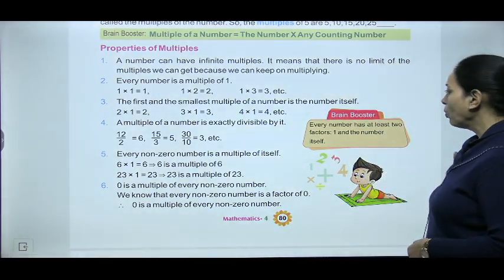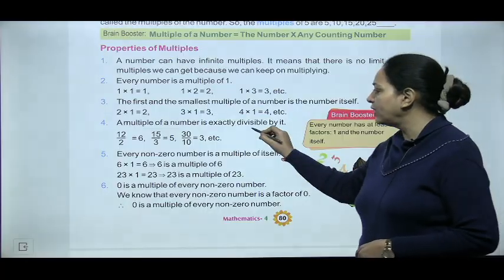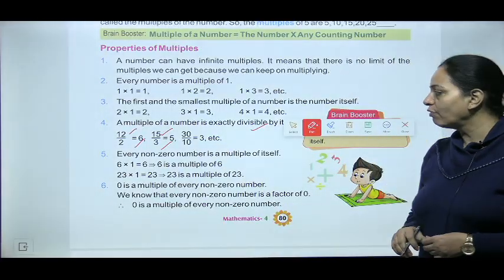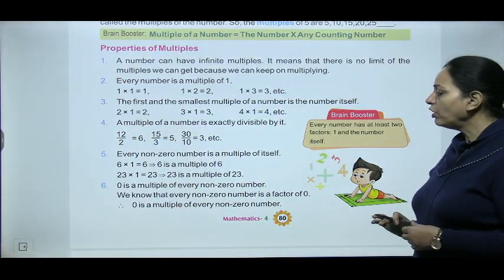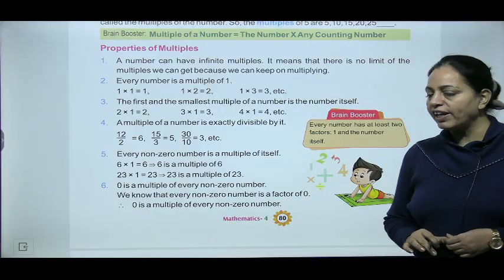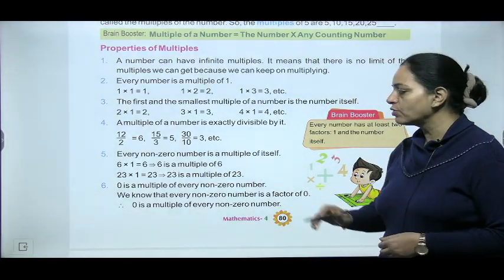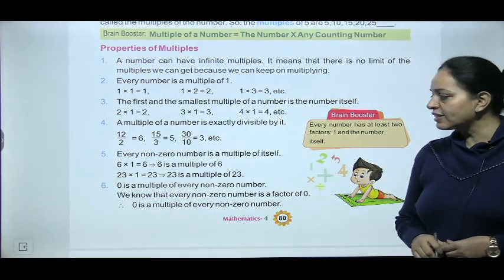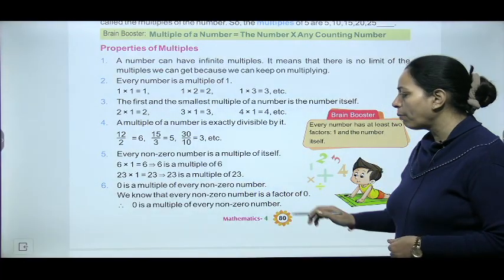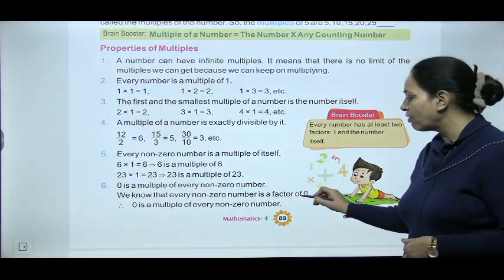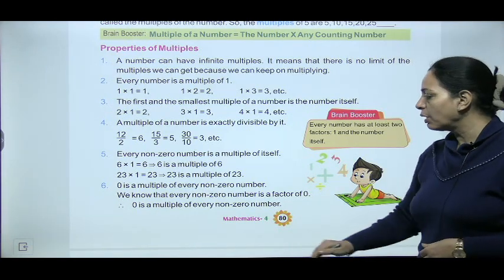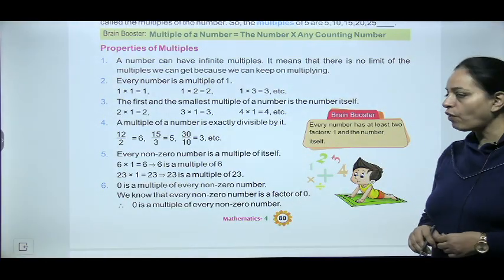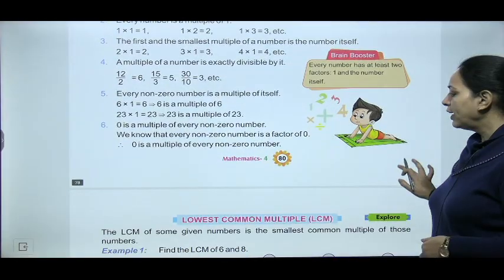And the next, a multiple of a number is exactly divisible by it, like 12 divided by 2 we will get 6, 15 divided by 3 we will get 5 and so on. Now every non-zero number is a multiple of itself, like 6 ones are 6, so 6 is a multiple of 6. 23 into 1 is 23, so 23 is a multiple of 23. And the next, 0 is a multiple of every non-zero number. We know that every non-zero number is a factor of 0, so 0 is a multiple of every non-zero number. Now brain booster: every number has at least 2 factors, 1 and the number itself.